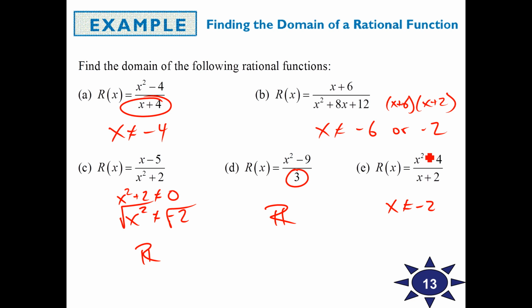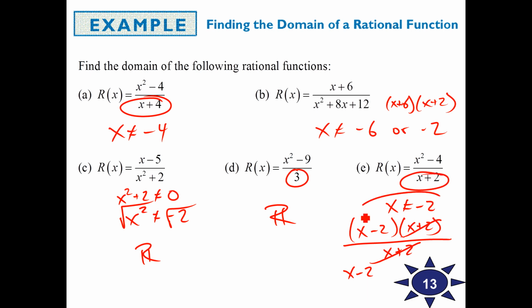Why show this one? Because if you factor the numerator, you'd get x minus 2 and x plus 2 all over x plus 2. And those x plus 2's would cancel, leaving you with just x minus 2. But even though they cancel, you've got to go back to the original and look at the denominator, or look at the domain. All right, so try problem 13. Find some domains.